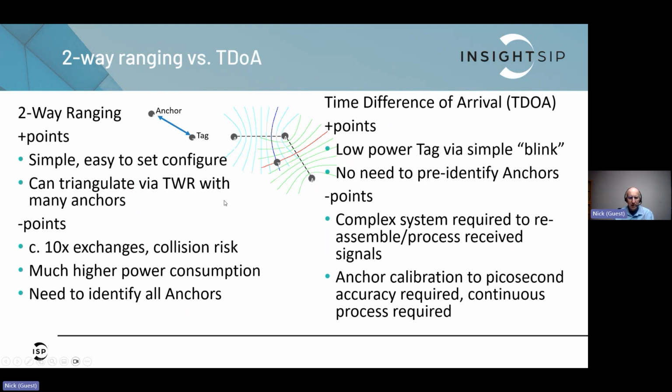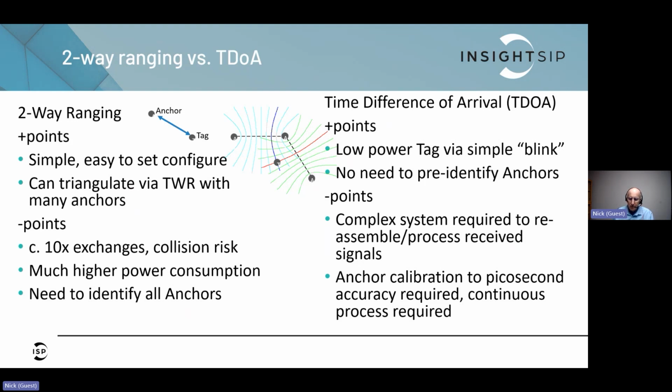So yeah, two-way ranging is very simple to set up. The software comes with the devices pretty much, and it comes almost working out of the box. You can triangulate a tag if you have lots of exchanges with lots of anchors. But as I mentioned before, you have to do many more exchanges with different anchors if you want to locate an object. So if you've got lots and lots of objects you're trying to follow at the same time, you're going to have much more risk of things interfering with each other. You can have much higher power consumption, and yeah, you need to identify all the anchors to communicate with.